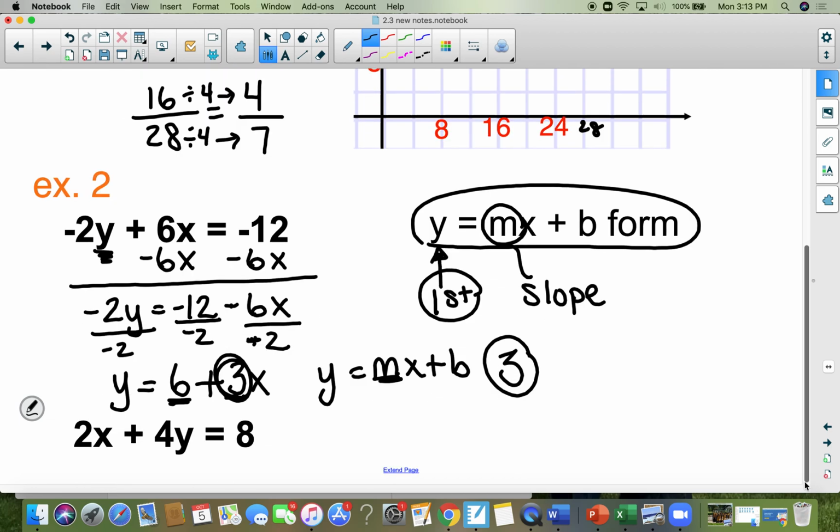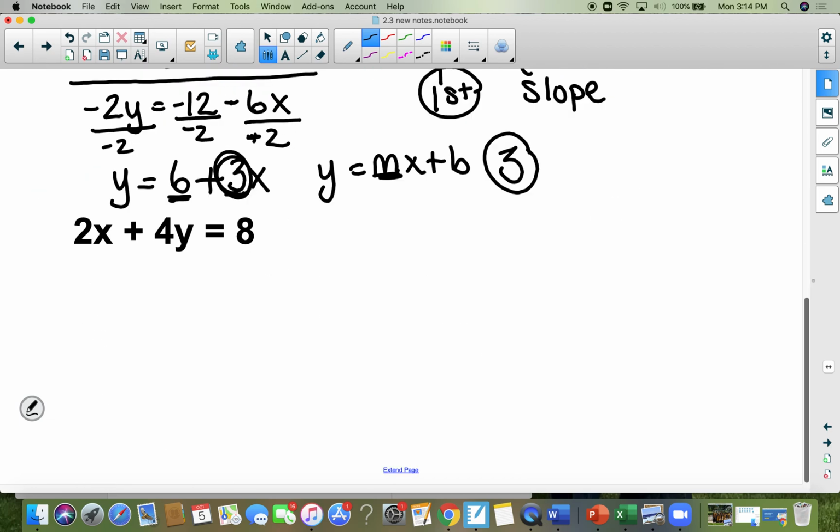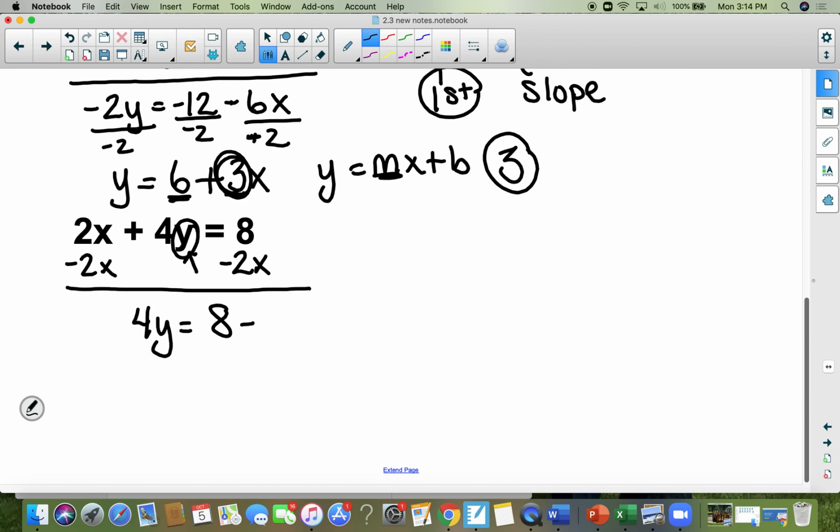Let's do one more. They're going to give you an equation and you have to find the slope. You have to get y alone first. So I'm going to subtract 2x from both sides. 4y is equal to 8 minus 2x. I'm going to divide everything by 4.